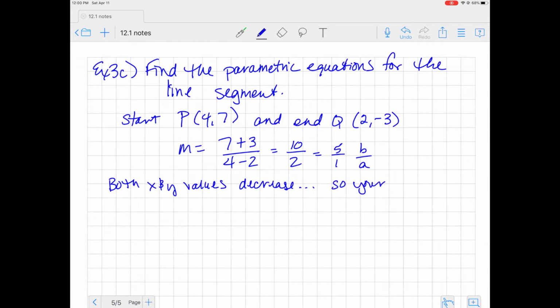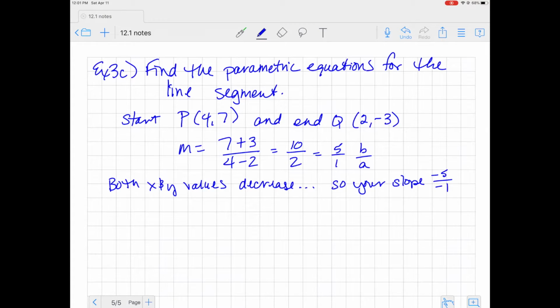So your slope actually does the same thing. Your slope is negative 5 over negative 1 because both of those are going down in value. This means I'm going down and to the left if I start at a bigger point and I go down to a smaller point. It doesn't matter which point you take out, either one's going to fit that bill.